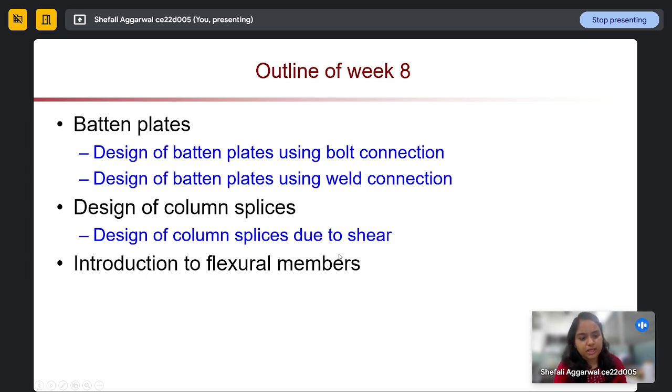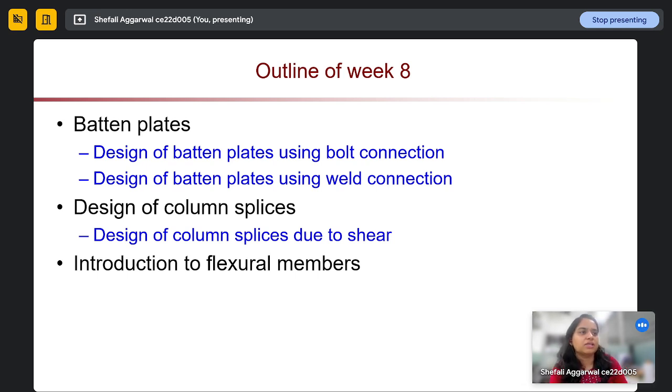Before going to today's lecture, we will have an overview of what you might have studied last week. As of now, you have already studied limit state design, how we design tension members and compression members, and how different connections are designed in all types of steel members, and different lacing and battens. This week, you might have studied the design of batten plates using different connections, bolt and welding connections.